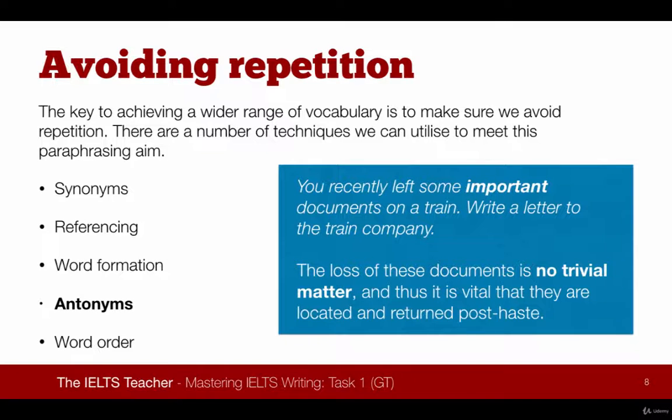So you recently left some important documents on a train. The loss of these documents is no trivial matter. Trivial is the opposite of important. It's an antonym. But notice that if we negate the antonym, then we come up with a way of paraphrasing, a different way of saying the same thing. If it is not trivial, it's important. So it is of no trivial matter.